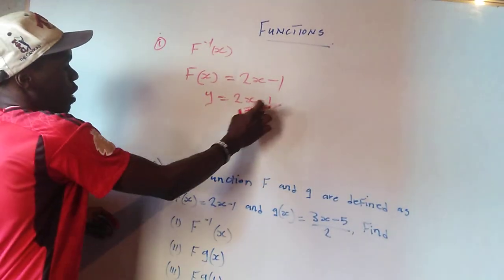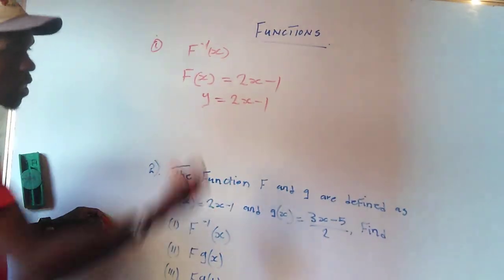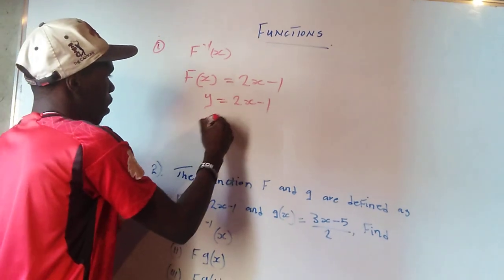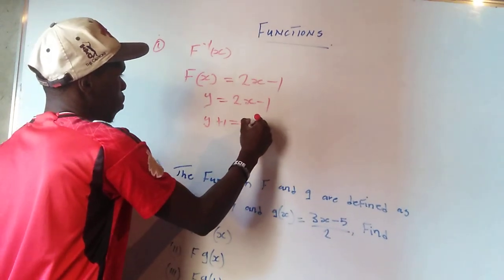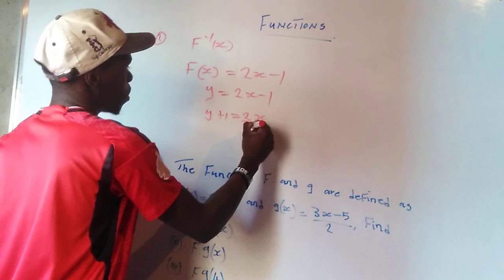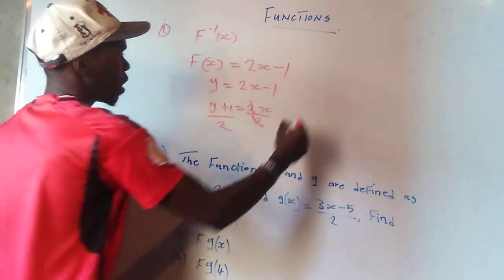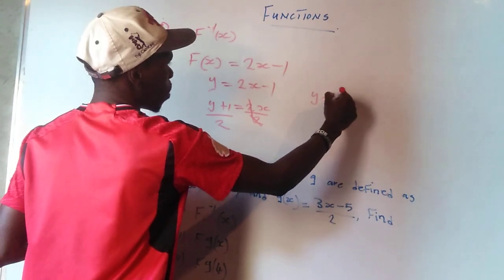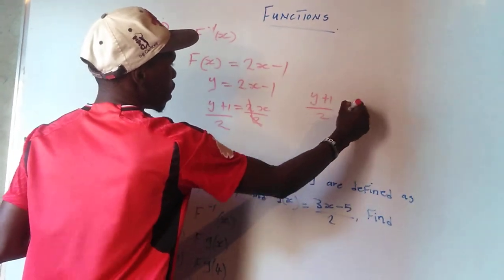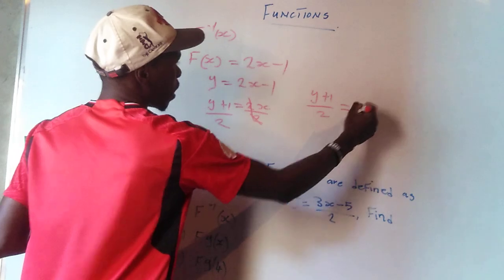This negative 1 is going to come to the other side. So I'm going to have y plus 1 is equal to 2x. Then I'll divide both sides by 2, both sides by 2. This and this will go. Then I'll remain with y plus 1 over 2 is equal to x.